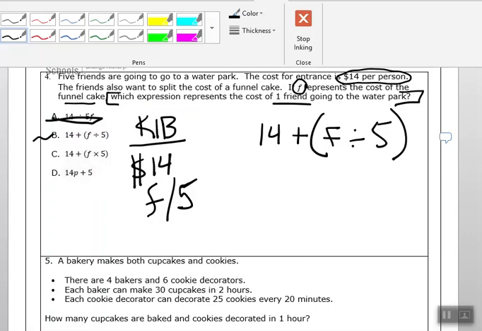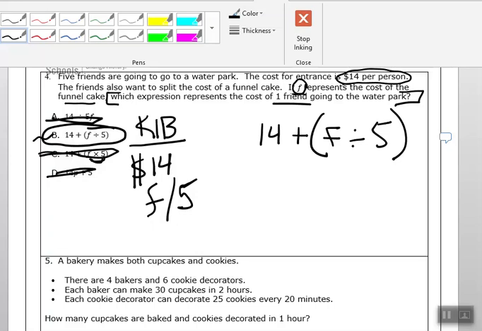Let me just go through and make sure. Here I have F times 5, and this would mean if each person was getting a funnel cake. And that's not what's happening. They're all splitting a funnel cake, which does not sound yummy, but okay. Now I have 14 times P plus 5. First of all, it has P and not F, and we were told right here to have F. But this would be $14 per person plus just a random 5. So I'm going to cross that out too. I do think that we were correct that B is our correct answer.